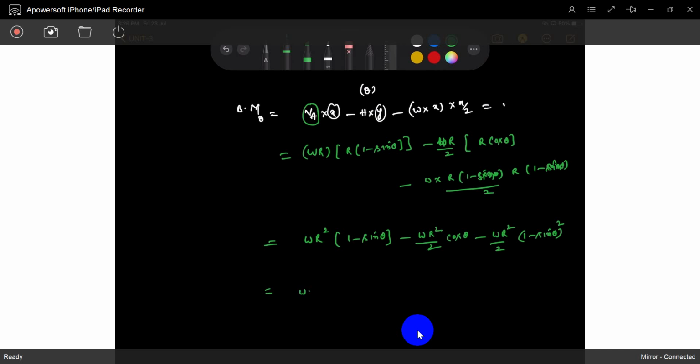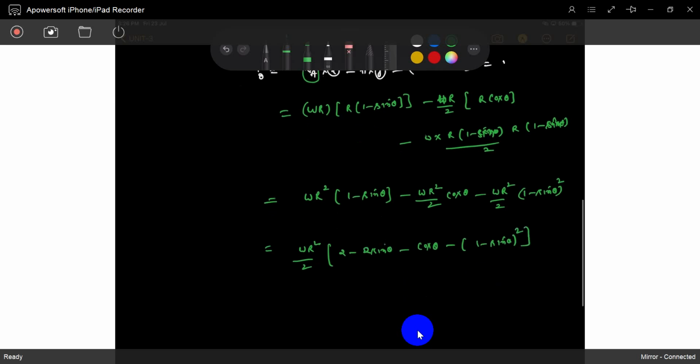I will solve it. WR square by 2, you have to take it outside. So you have to take it outside. 2 minus 2 sin theta minus, it's a cos theta minus 1 minus sin theta whole square. That's it, na? So that's it. WR square by 2.